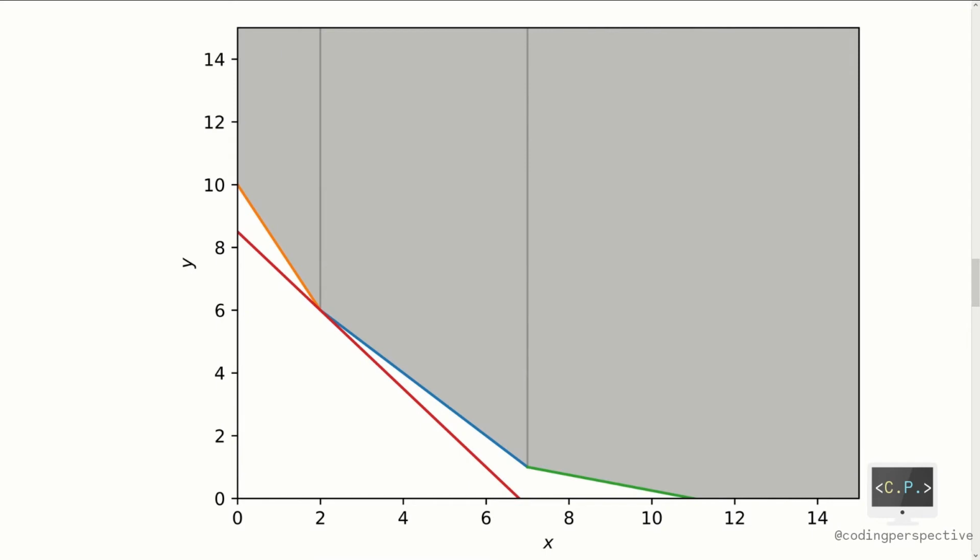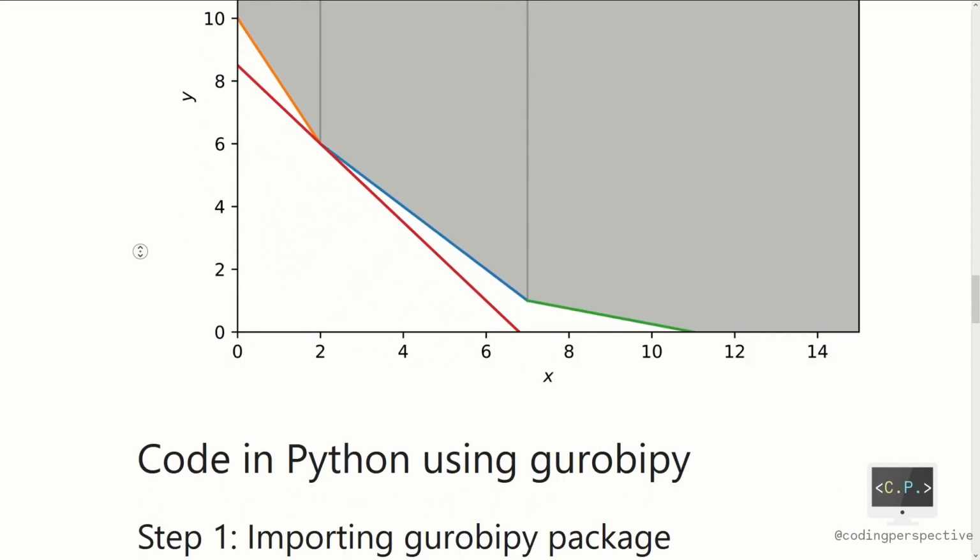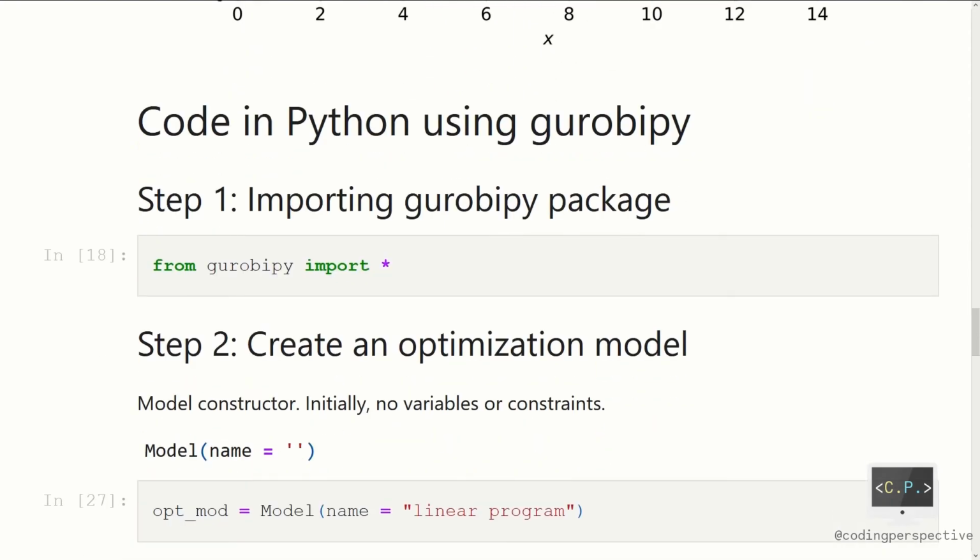We can calculate the objective function value by using analytical geometry. Also, we can code it and find the value of the objective function and the corresponding x and y values using the GurobiPy package. Let's move to the coding part. First things first, we need to import the package GurobiPy. You should remember this from our first video in this series. After importing the package, we now create our model.